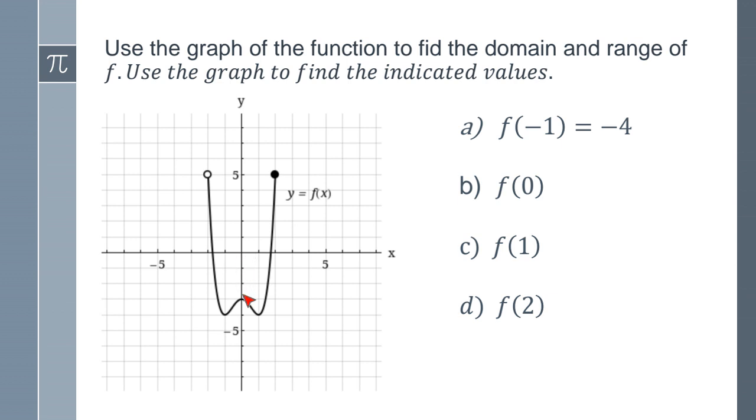And I do the same. I evaluate the function at 1. I want to follow it. Where is it on the graph? The answer would be -4 again.